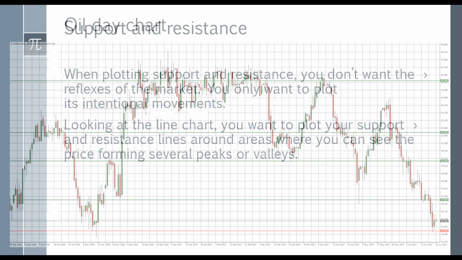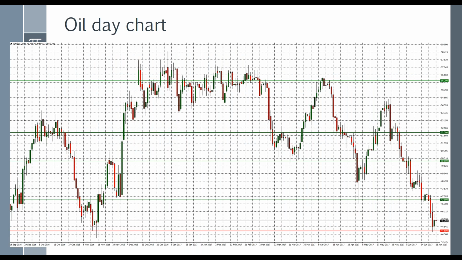Look at this chart over here. I'm hoping that everybody sees the chart pretty clearly. This is the oil chart from 2 weeks ago. And over here we have several resistance and support lines. Now, how do we paint them?